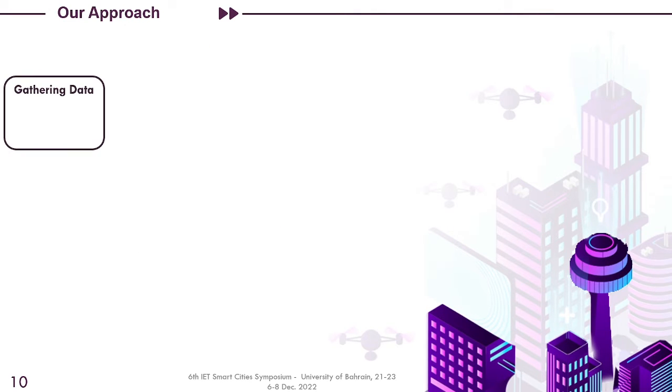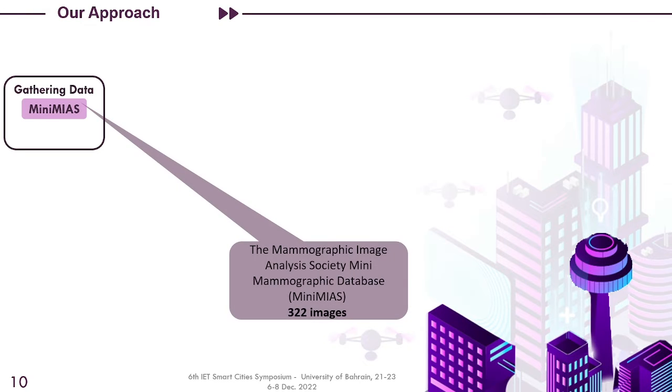So in our approach, first of all, as mentioned before, we gathered data from two databases to avoid the problem of imbalanced data, which could affect the accuracy. The first one was the Mammographic Image Analysis Society database. Taking the whole database as a sample will be 207 normal images and 115 abnormal ones, including benign and malignant cases, and that will make the total number of 322 mammogram images.